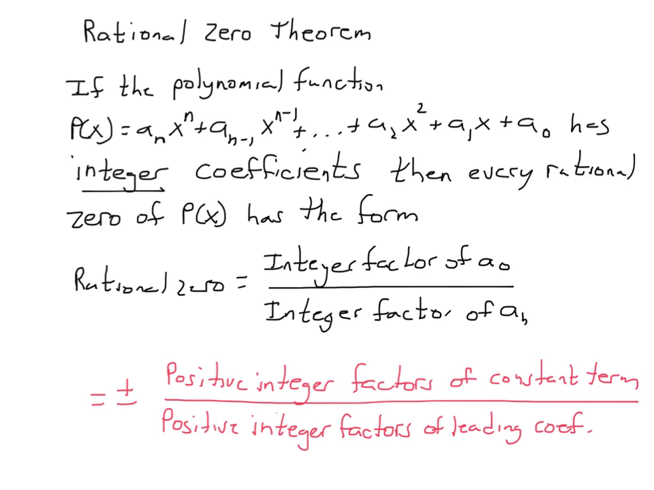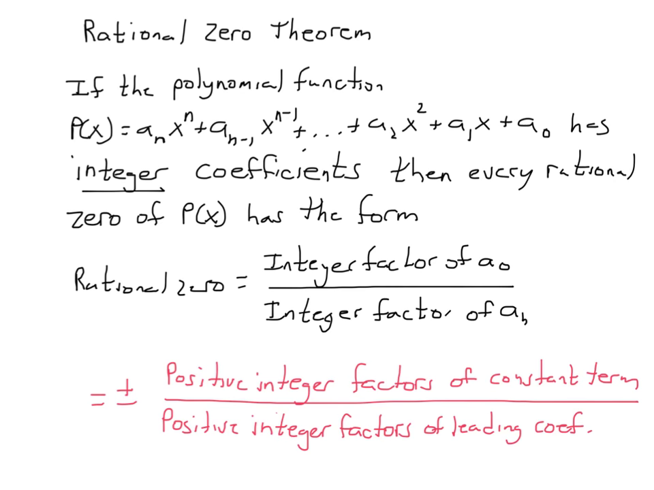So, if a polynomial function, p of x equals a sub n x to the n plus a sub n minus 1 x to the n minus 1 plus dot dot dot plus a sub 2 x squared plus a sub 1 x plus a sub 0, has integer coefficients, then every rational zero of p of x has the form where the rational zero is an integer factor of a sub 0 over an integer factor of a sub n. In other words, it's going to be plus or minus the positive integer factors of the constant term over the positive integer factors of the leading coefficient.